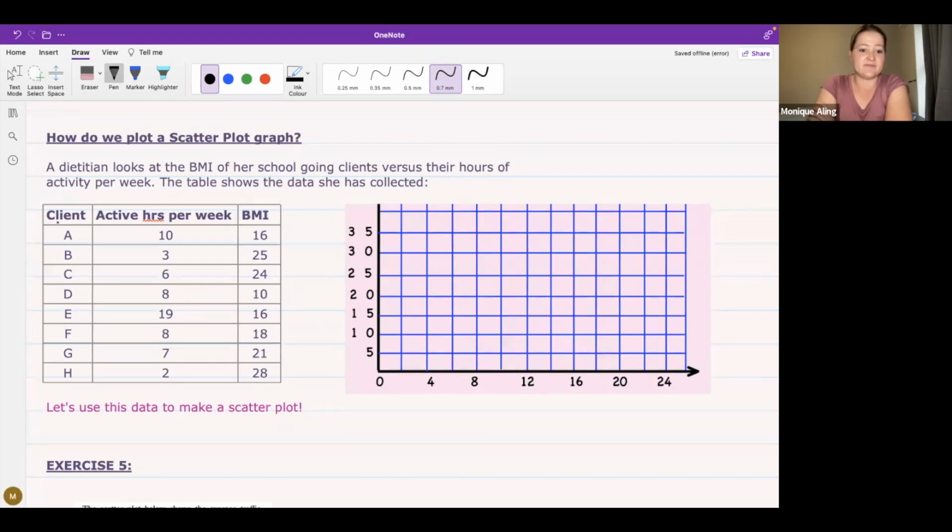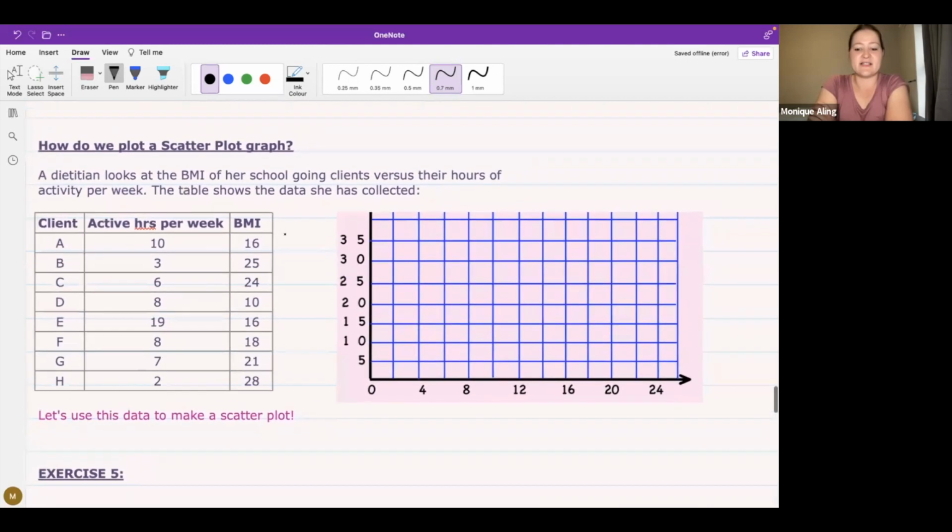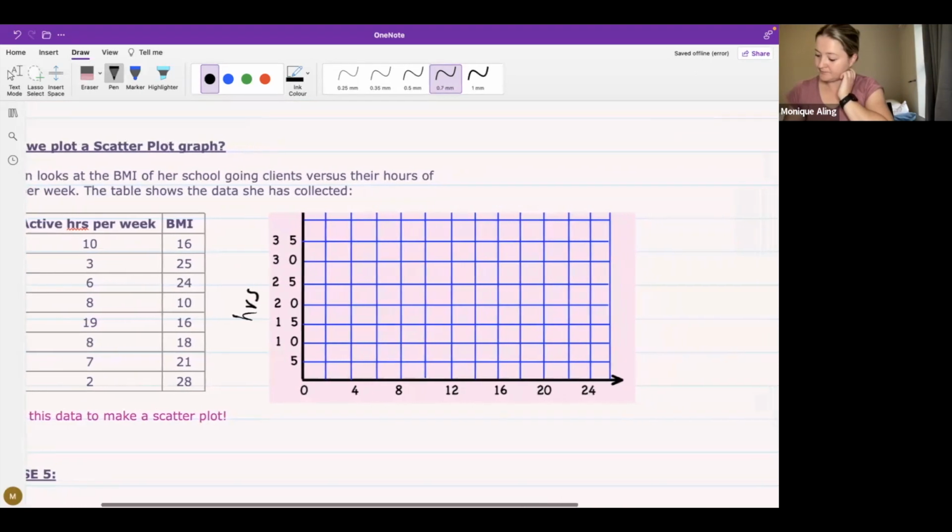Okay, so we have the different clients. Okay, we've got how many hours a week they do some exercise of some sort and their BMI. So we're going to plot this to see if we see any trend. So as we can see, we've got hours. Now we're going to do hours at the bottom.